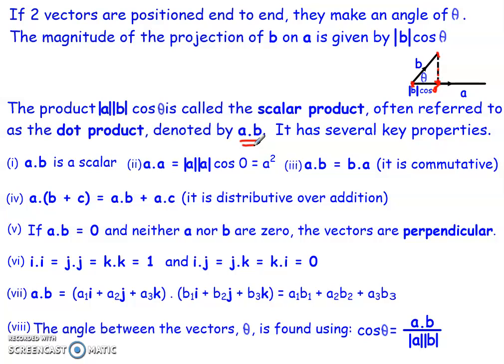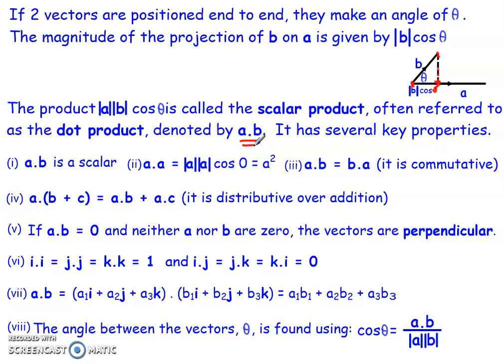One thing to remember is property 5. If A dot B is equal to 0, and neither A nor B are 0, that's a key point. A and B cannot be 0. For this to work, the two vectors are perpendicular. Think about it. A dot B is the equivalent of magnitude A, magnitude of B cos theta. Now if it equals 0, but A and B aren't 0, magnitude of A and magnitude of B are both non-zero, so cos theta has to be 0. And for cos theta to be 0, theta has to be 90 degrees or pi over 2, which means it's perpendicular, i.e. there's a right angle between the two vectors.